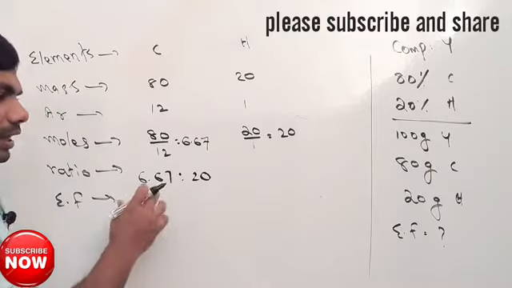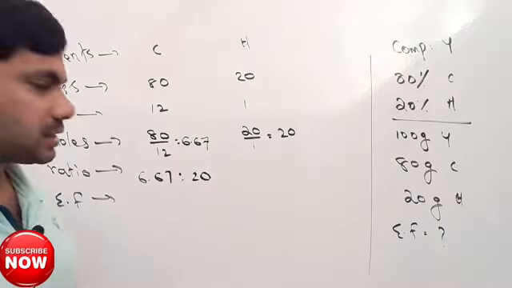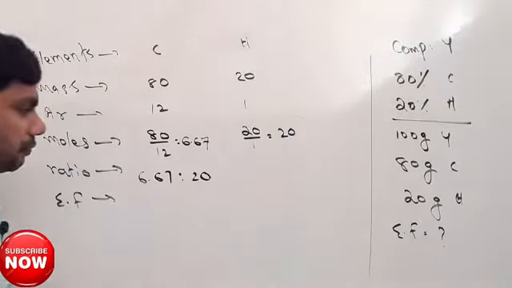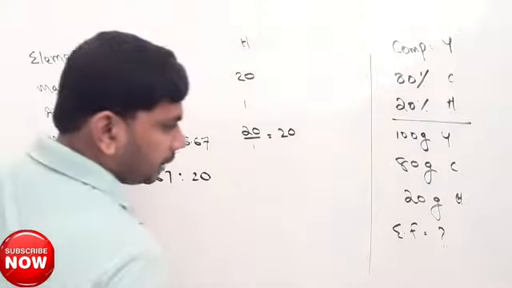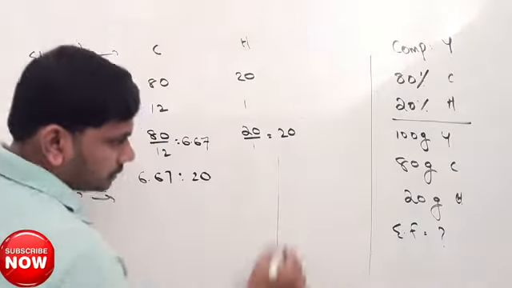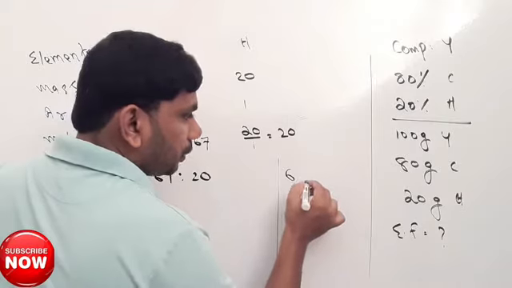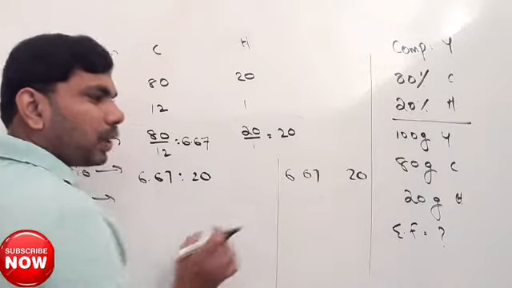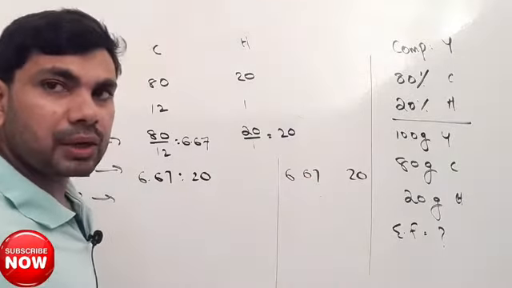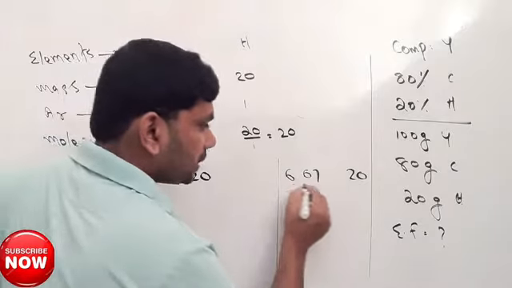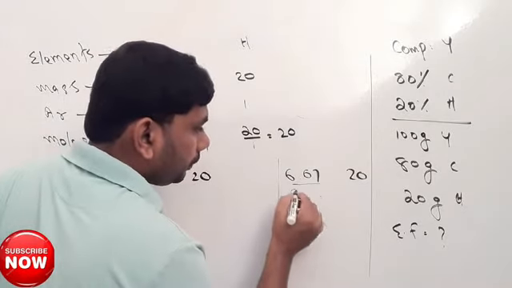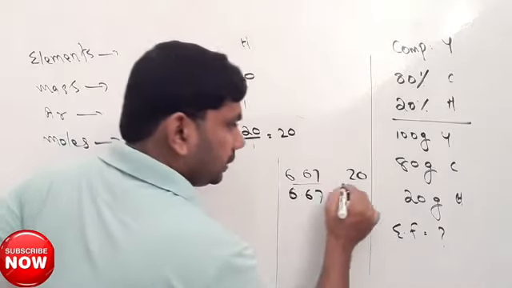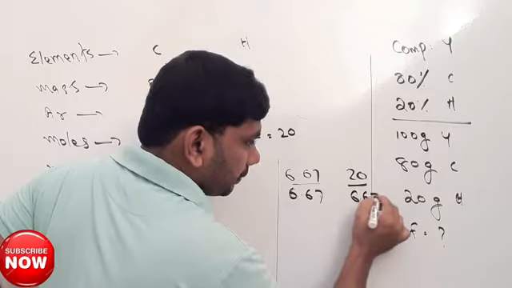So we need to simplify this. Look here, fraction. We have to simplify this. How to simplify? Here it is 6.67 and 20. Take the lower number. Which is the lower number here? 6.67. Take 6.67: 6.67 divided by 6.67, and 20 divided by 6.67.